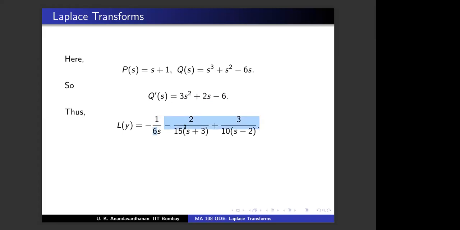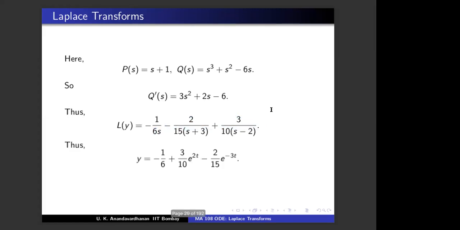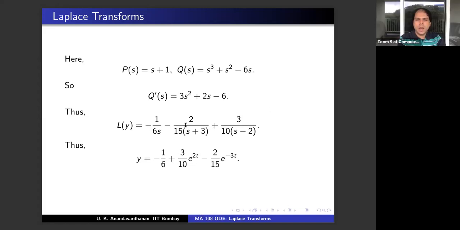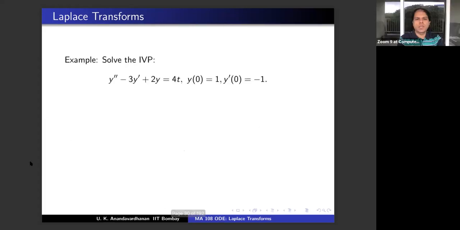And what is e to the power minus 3t and 1 by s minus 2? It is e to the power 2t. The answer is minus 1 by 6 plus 3 by 10 e power 2t minus 2 by 15 e power minus 3t. Okay, let's do one more example.